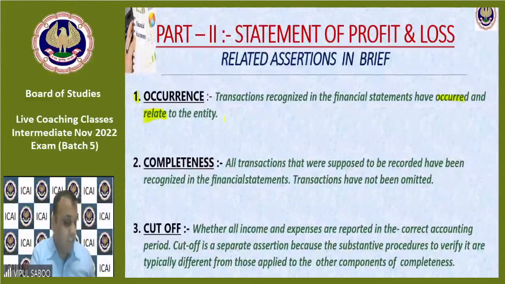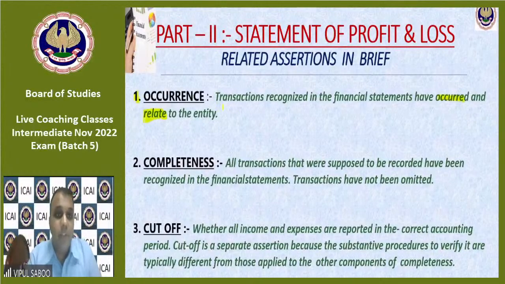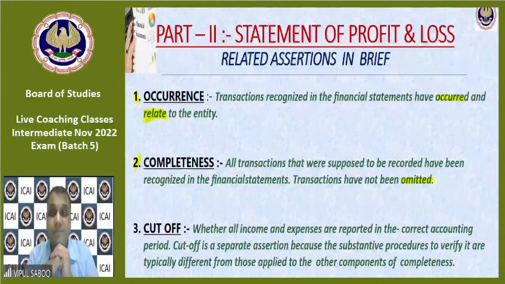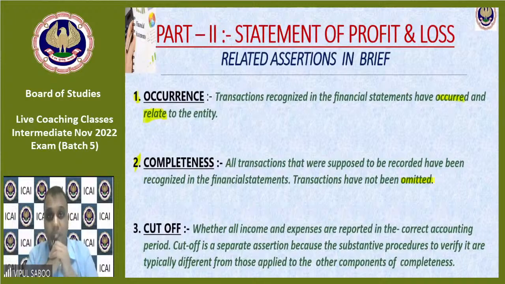Okay. So, occurrence. Transactions recognized in the financial statements have occurred and relate to the entity. Completeness. All transactions that were supposed to be recorded have been recorded in the financial statements. Transactions have not been omitted. There is no error of omission. What could it be? You forgot to include one purchase bill. The financial statements would be incomplete.